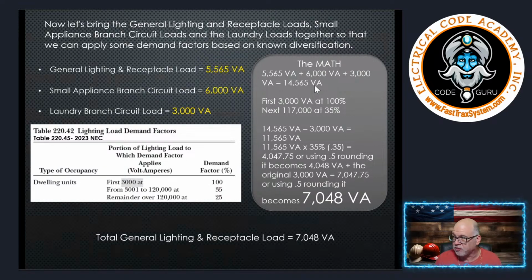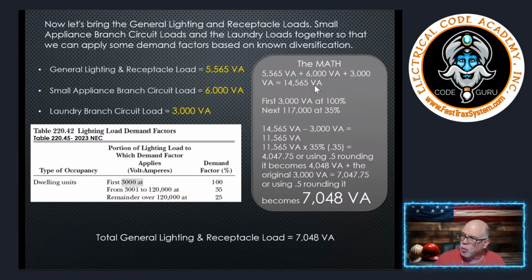But again, I never trust the math. So 5,565 plus 6,000 plus 3,000, and that is 14,565. So that part was correct. I'm going to transfer that down to box number 4 in my little calculation here: 14,565. Okay. So now I'm going to get to apply some demands here.